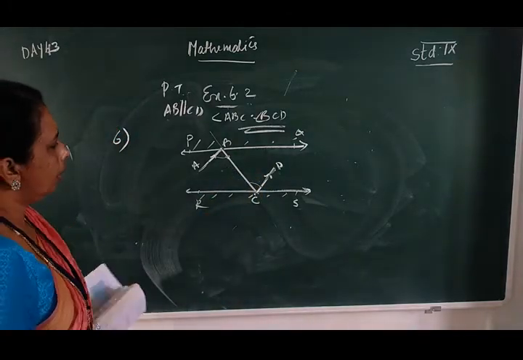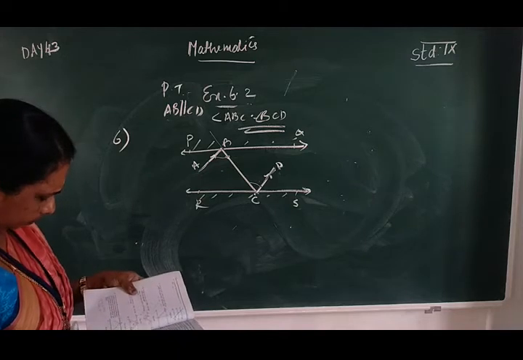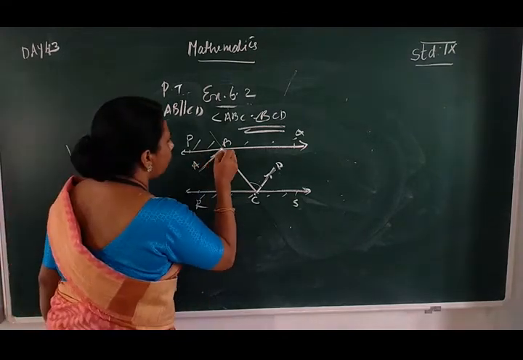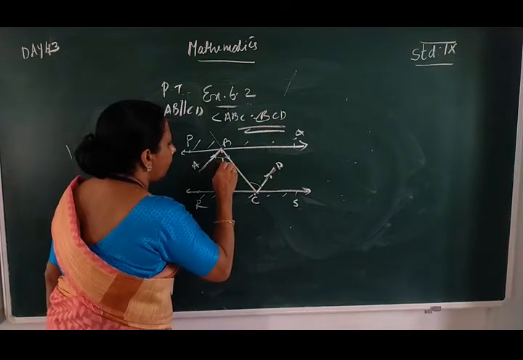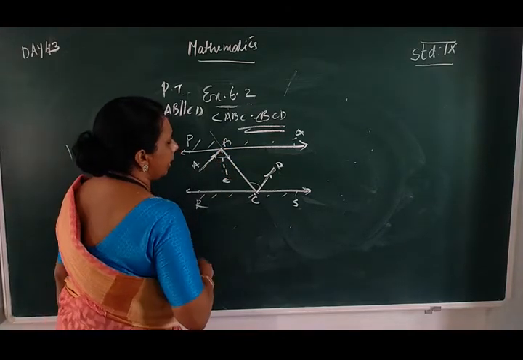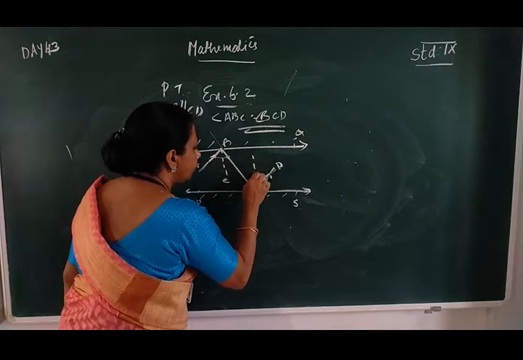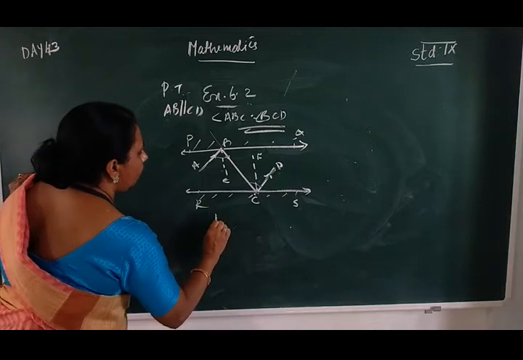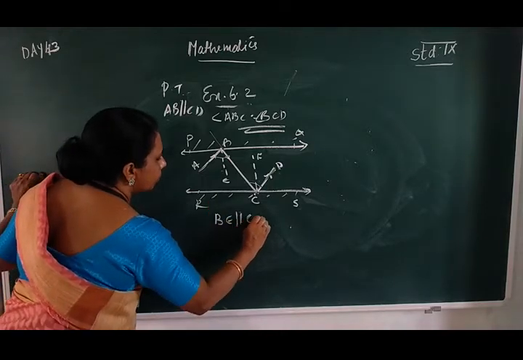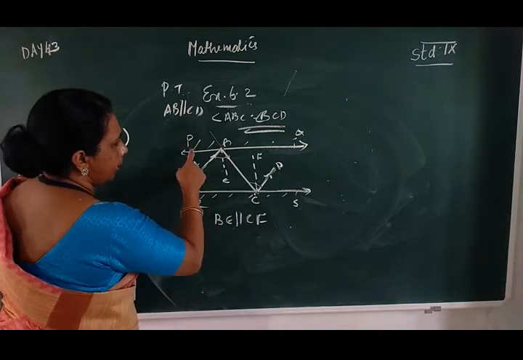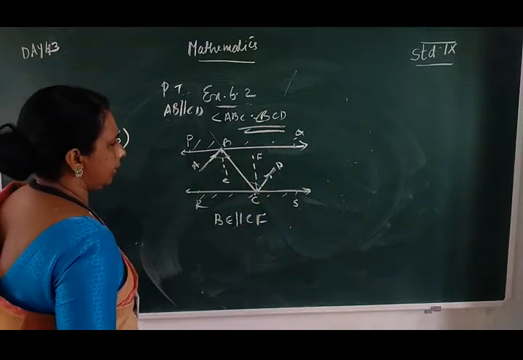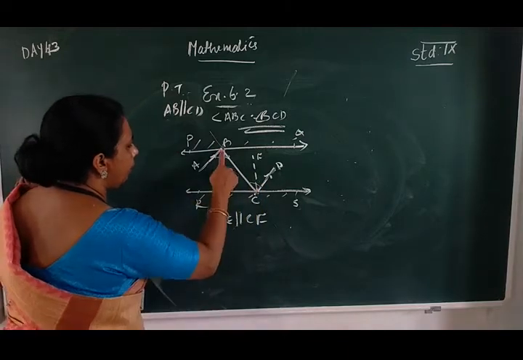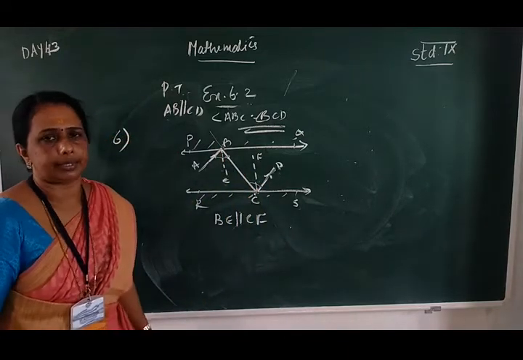Here we have to draw a line BE, and CF is another line. We have to draw BE parallel to CF. PQ and RS are parallel lines. Here we can draw two lines BE and CF, and BE and CF are parallel lines.